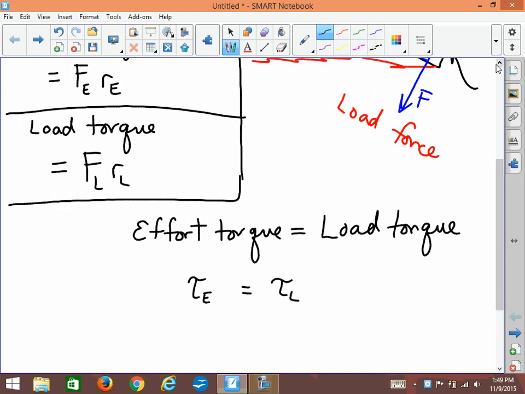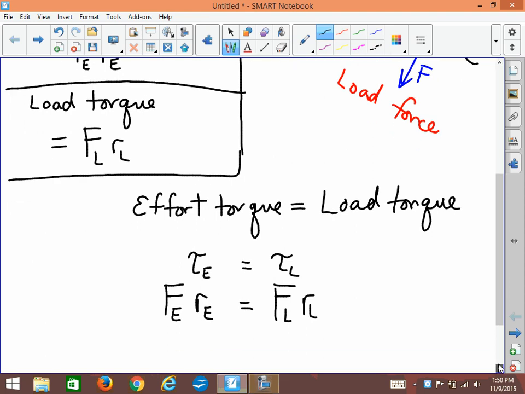The effort torque is the force that you apply at the effort spot multiplied by the length of the effort arm, or how far you are away from the fulcrum. And the load torque would be the force caused by the load. Often it's the weight or the gravity of the load, multiplied by RL, which is the length of the load arm, or how far you are from the fulcrum on that side of the lever. And really, that's all there is to it.